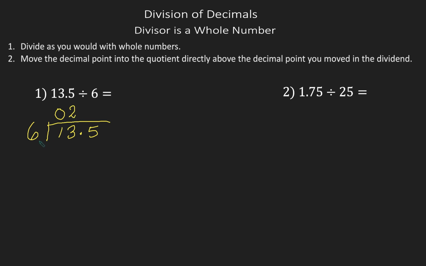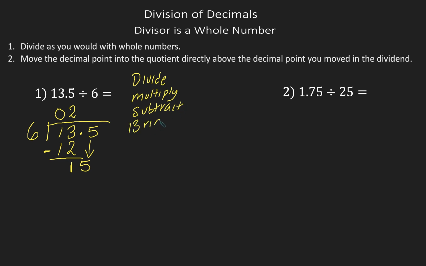Now I'm going to take my 2 and times by the 6, which gives me 12. My second step, I'm going to subtract. When I subtract, I get 1. And my last step is I'm going to bring down the 5. So there are only 4 things you have to do. You first divide, then you multiply, then you subtract, and finally you bring down.